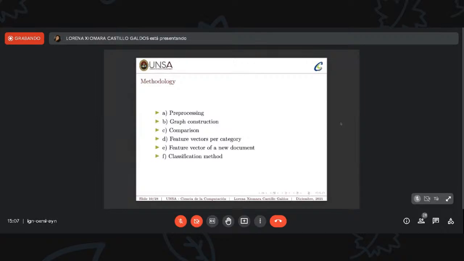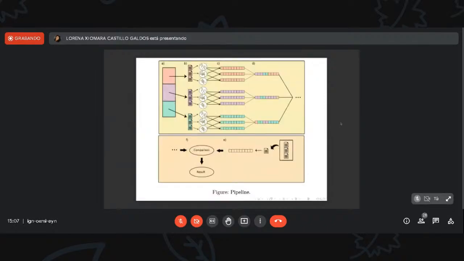As far as the methodology goes, the steps are the pre-processing, the graph construction, the comparison, the feature vectors per category, the feature vector of a new document, and the classification method. Here we can observe a pipeline of the proposal and the whole methodology. As you can see on the left, we have first the categories of the documents.